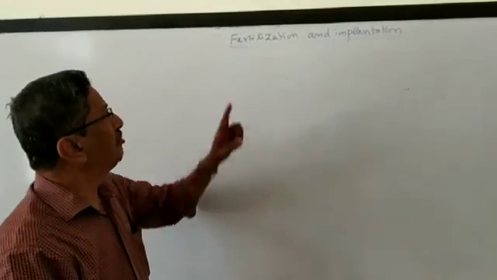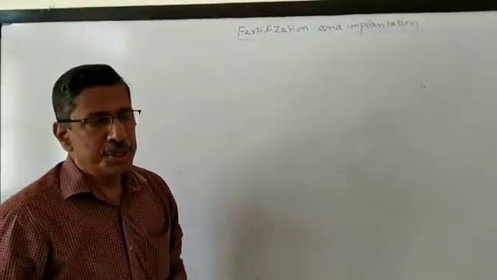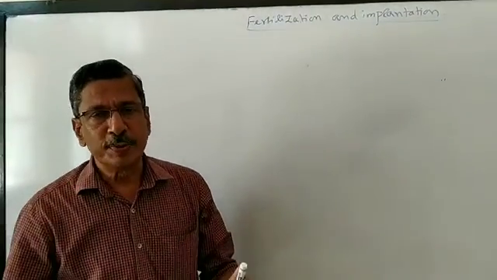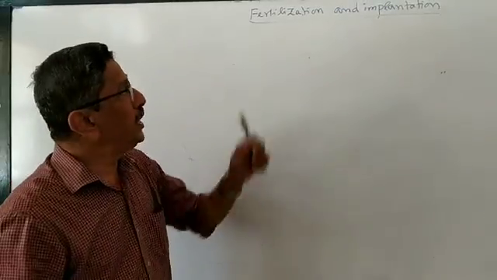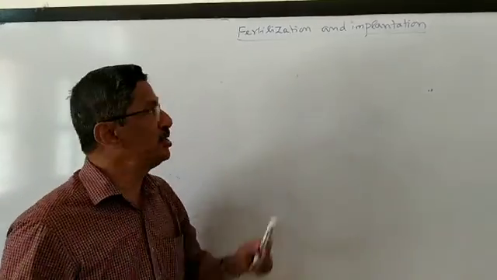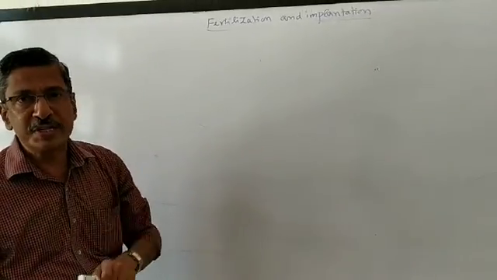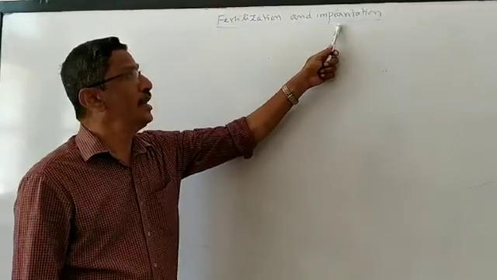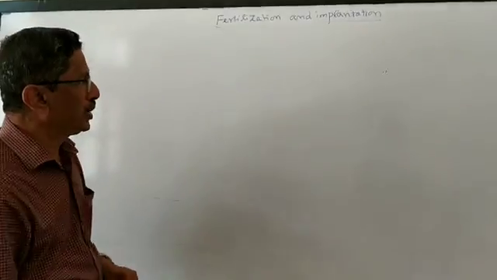Now we are going to start with fertilization and implantation. Already in the introduction topic we have studied the meaning of fertilization. The ovum and one sperm will fuse together and form a zygote, that is called fertilization. So in human reproduction, how and where the fertilization takes place, we are going to study. Then once the fertilization is over, how the zygote, the fertilized egg, is attached to the wall of the uterus, that is called implantation. The attachment is called implantation. That also we are going to study in this video class.